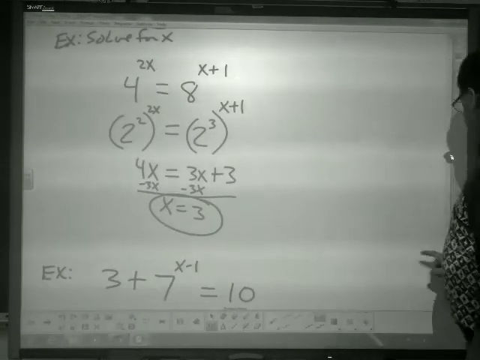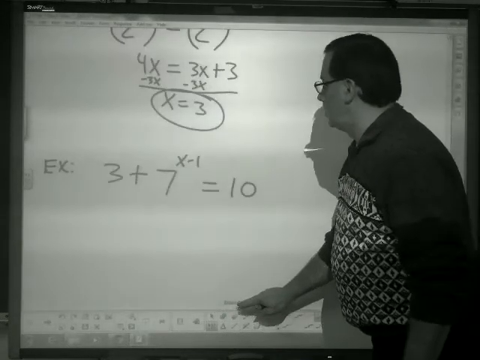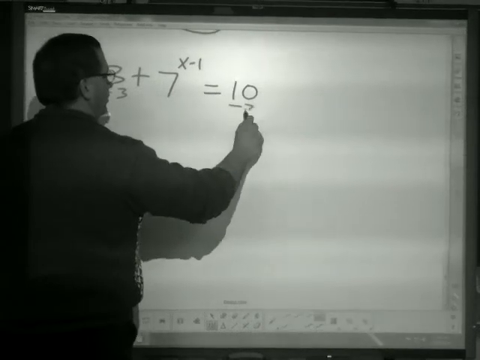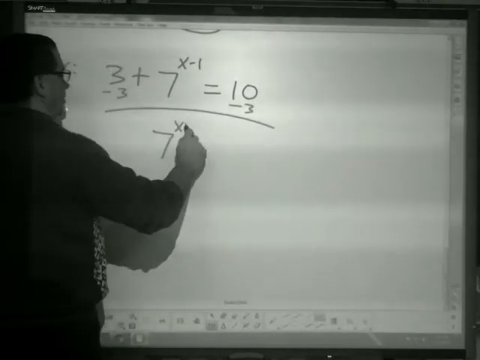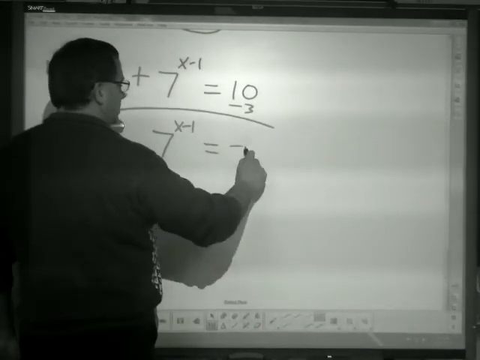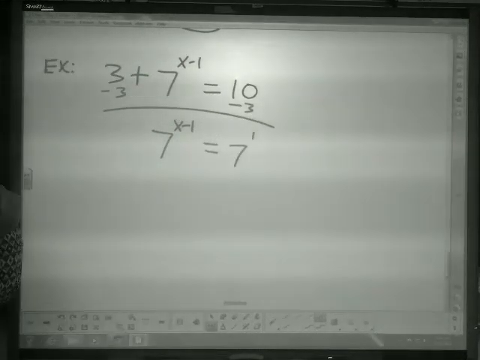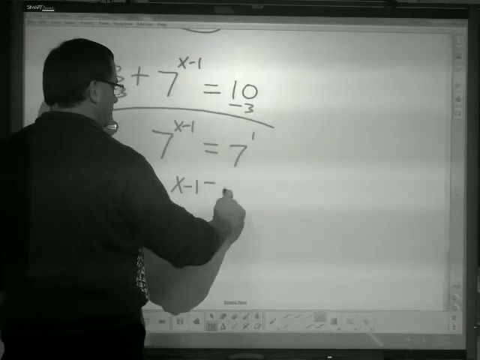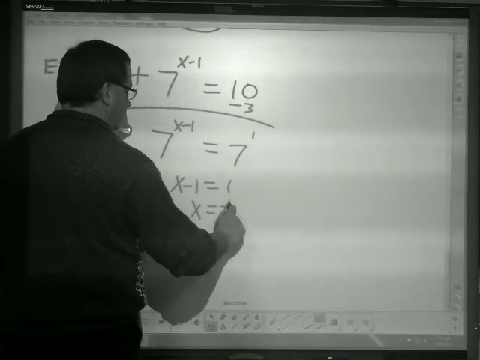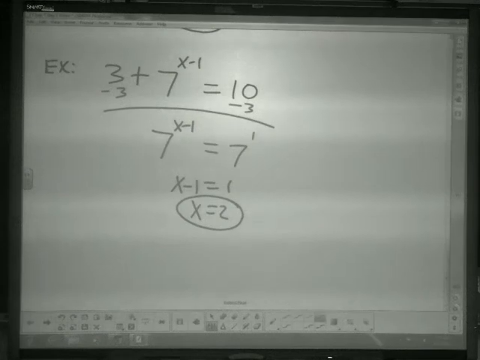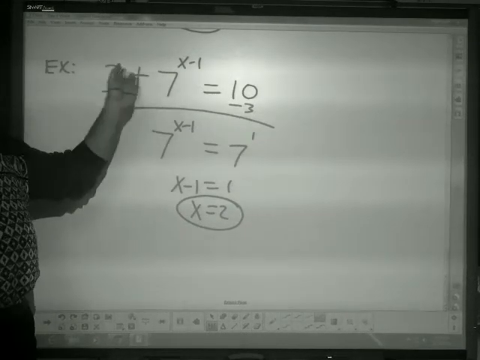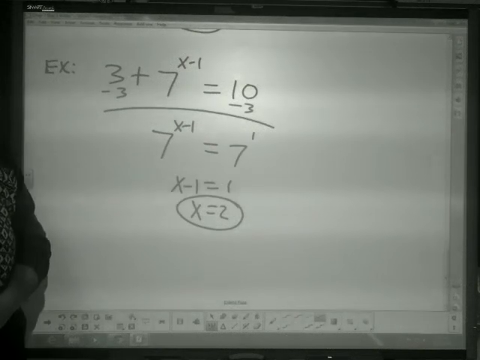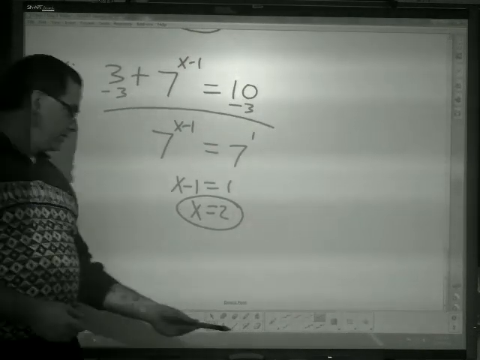One last one we'll take a look at. So, do a little solving, take away 3, 7 to the x minus 1 equals 7. This is to the first, even though you don't see it. Hey, bases are the same, so x minus 1 must equal 1, x must equal 2. So you can put this into an equation, and as you solve the equation, you still could end up with common or uncommon bases. So we're going to do a bunch of these in class.